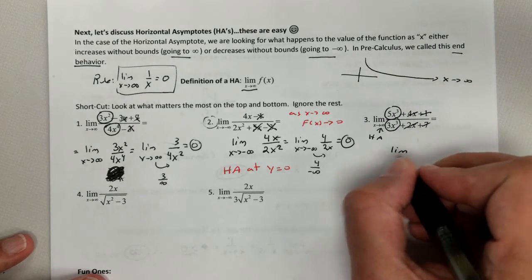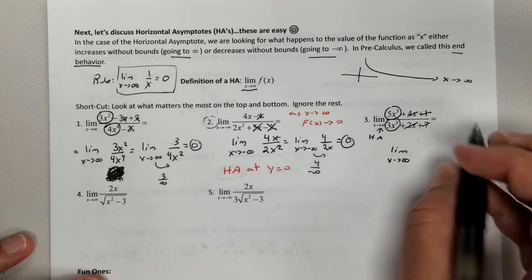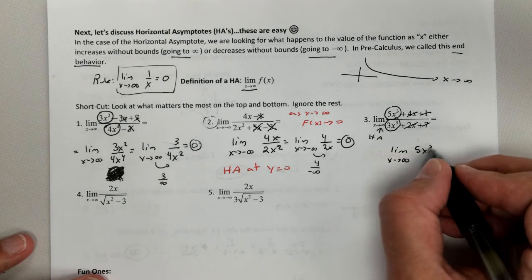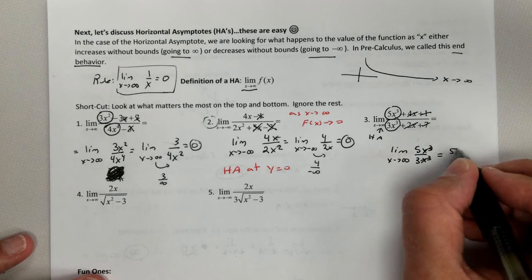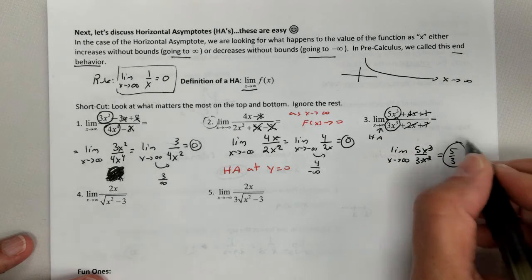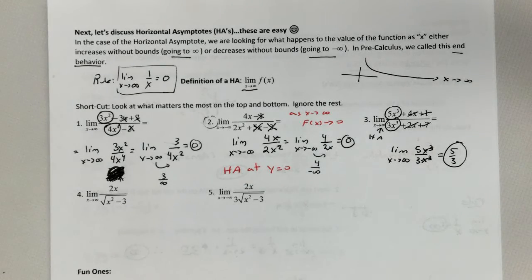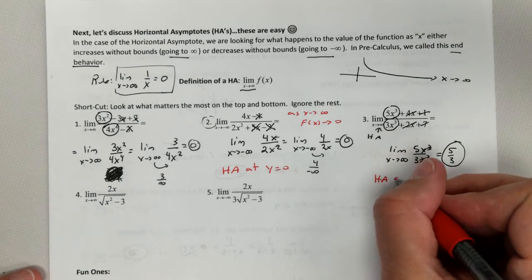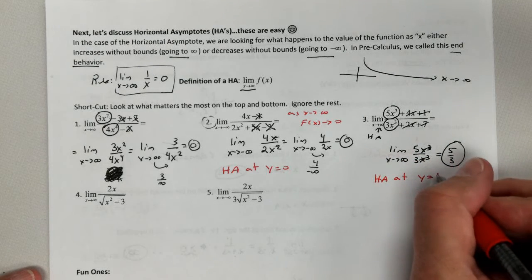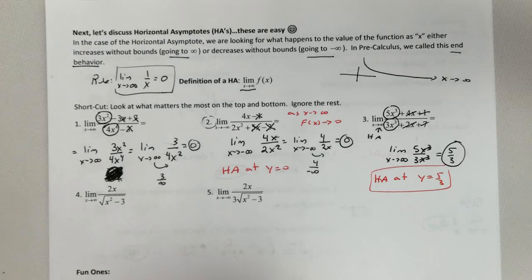The limit, don't forget to rewrite the limit every time, of 5x cubed over 3x cubed. The x cubes cancel, and what are we left with? Yeah, 5/3. Very simple. And in pre-cal last year, you would say there's a horizontal asymptote at y equals 5/3.